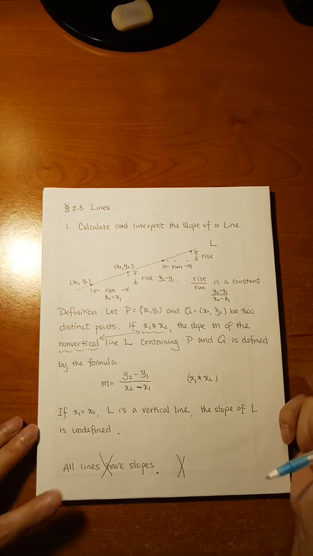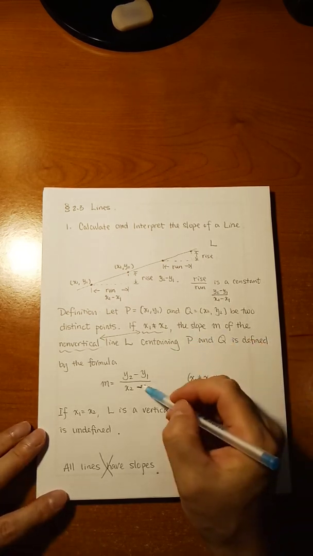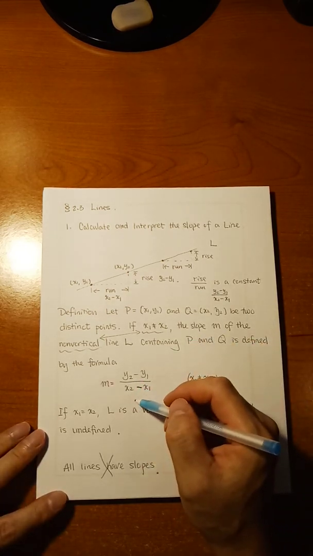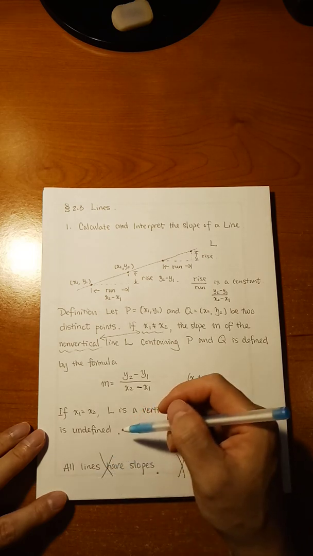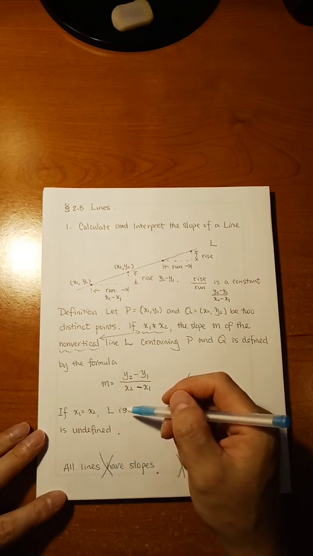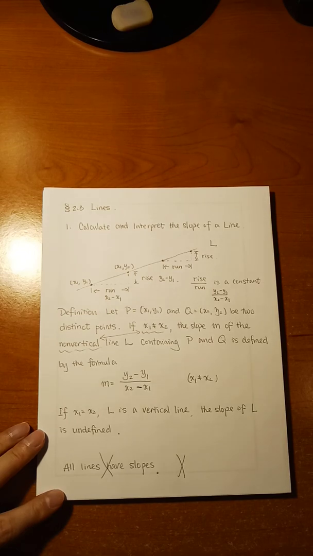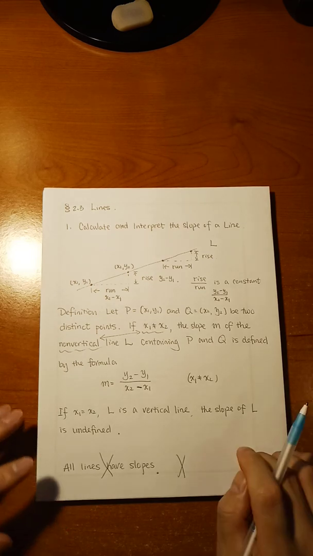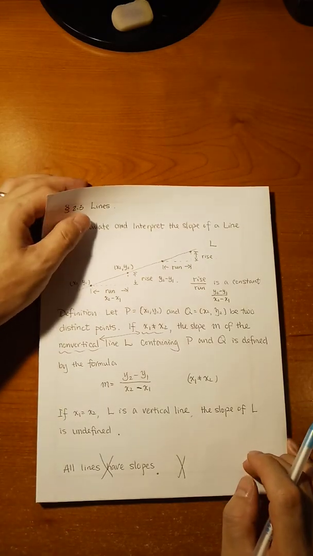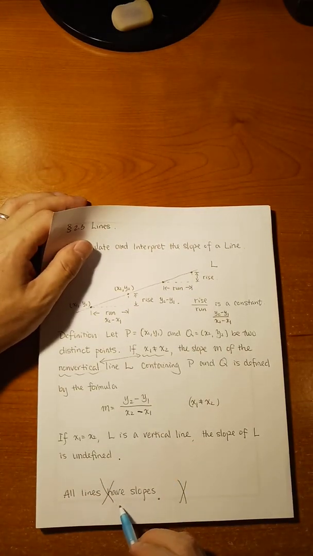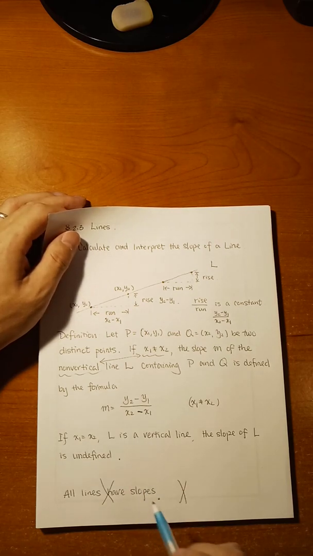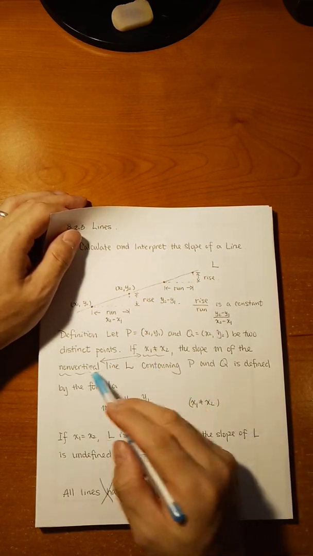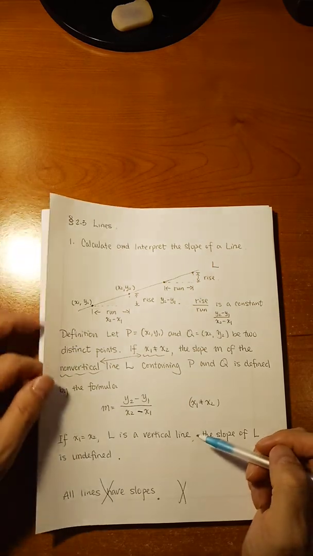Okay? A vertical line has no slope because when you compute the slope, the denominator for vertical lines is equal to 0. You are going to divide a number by 0. That's forever undefined. So that's a wrong statement. The slope is only defined for a non-vertical line. All right?